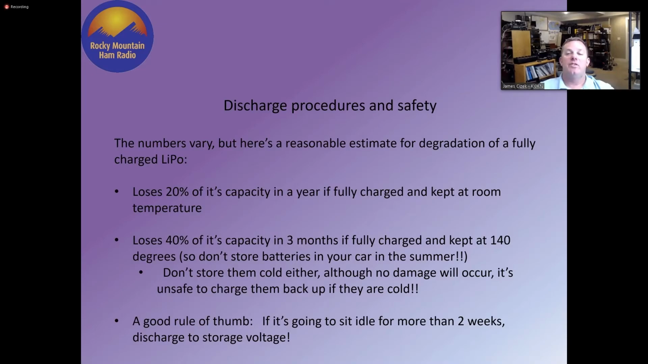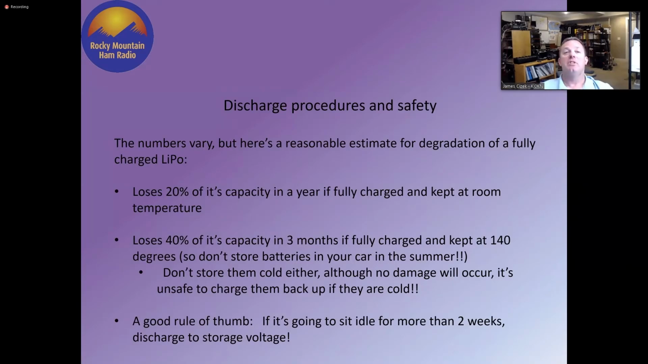A reasonable estimation of degradation for a fully charged LiPo is 20% of its capacity in a year if it's fully charged and kept at room temperature. That's not bad, but if you discharge it, you're not going to lose 20% of its life. You'll lose 40% of its capacity in 3 months if it's fully charged and kept at 140 degrees.